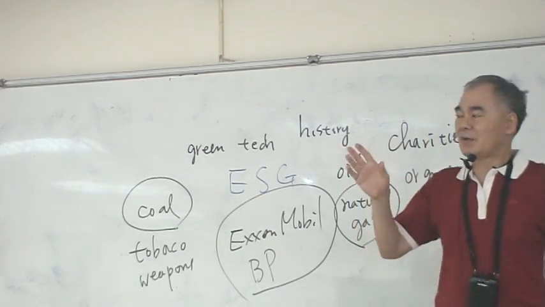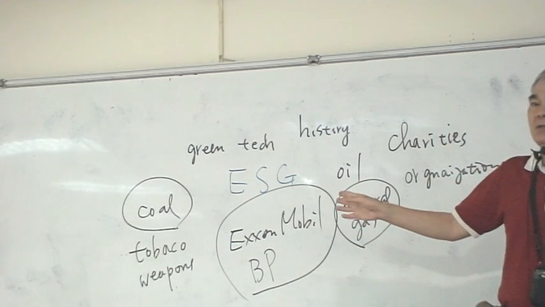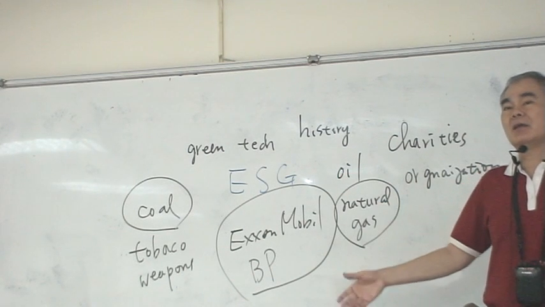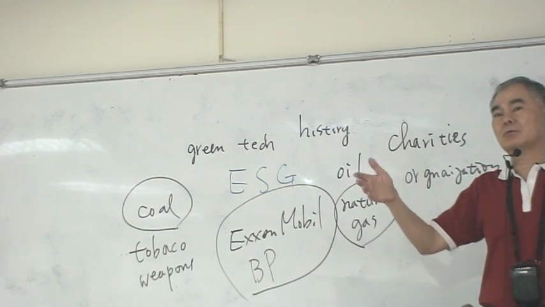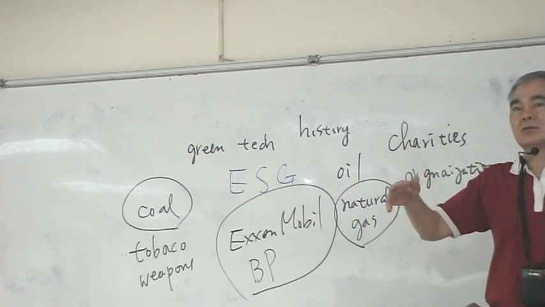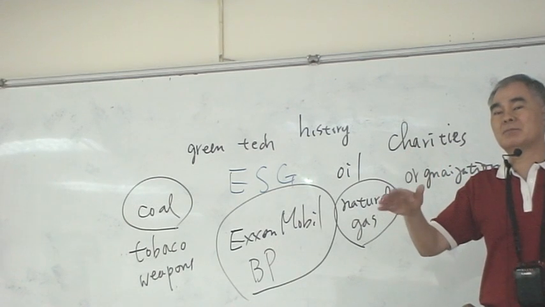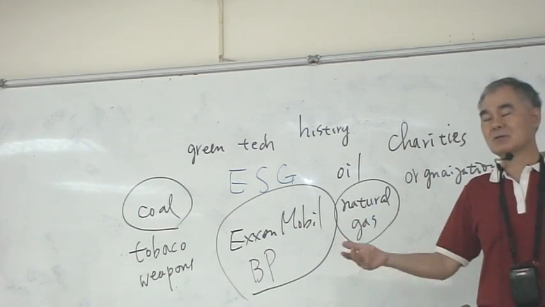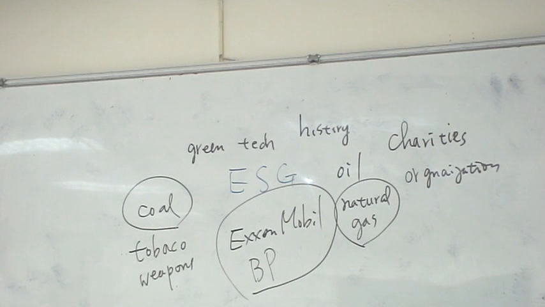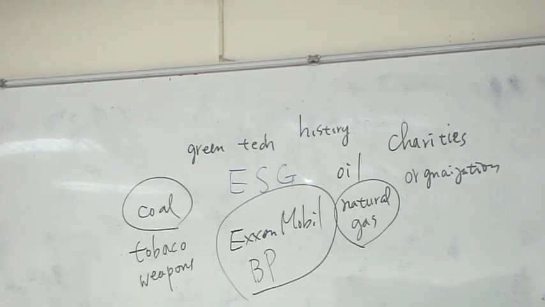If ExxonMobil and BP had not been sued by environmentalists, and they continued to put money into exploring oil and natural gas, at this point we should have very cheap energy, rather than expensive. So anyway, we spent a little time talking about this. On some other occasions, maximizing profit has been challenged, but I believe this is still correct.